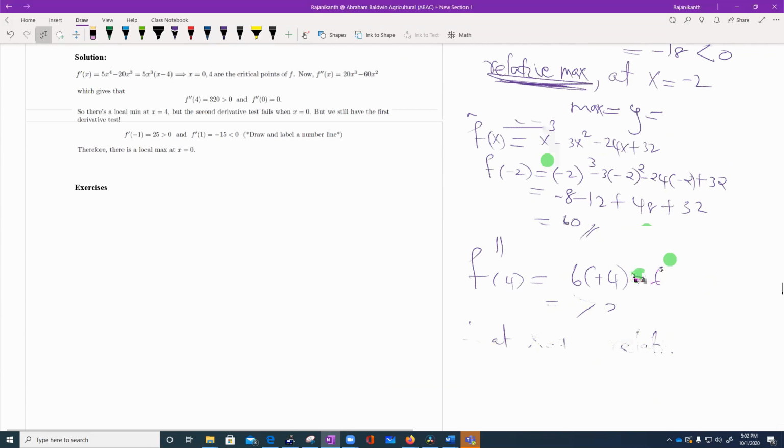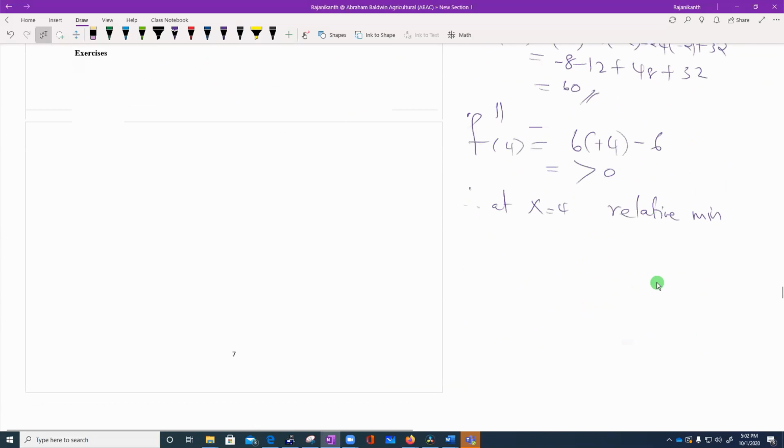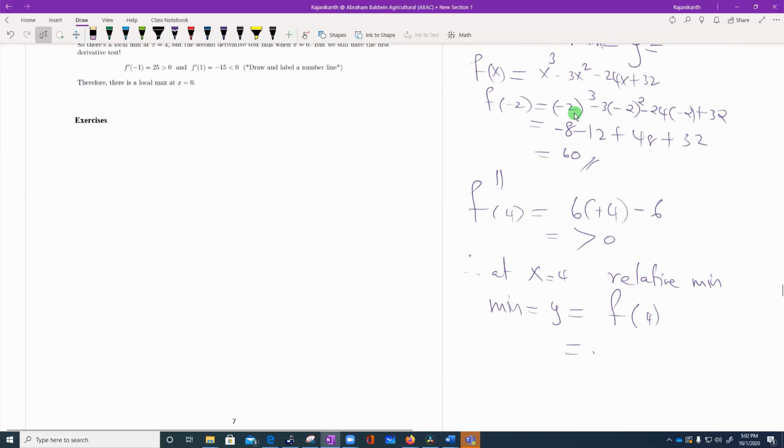So what was the value? The minimum value is going to be my function value, simply the function evaluated at 4. Now plugging 4 into the function, you should get 4 cubed minus 3 times 4 squared minus 24 times 4 plus 32.